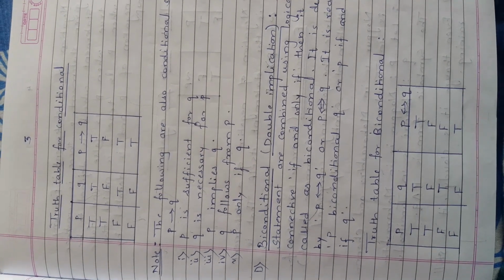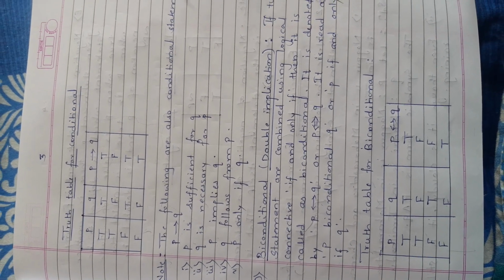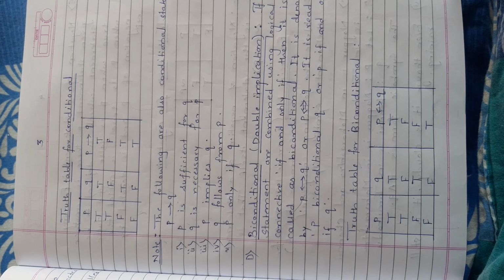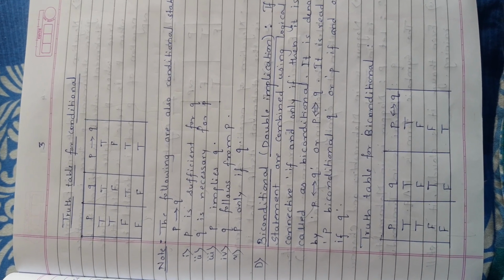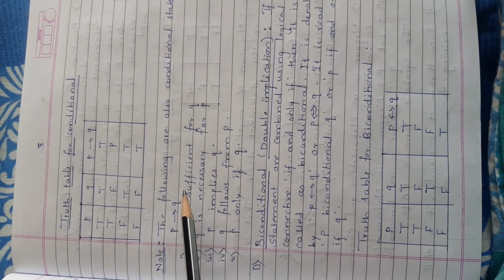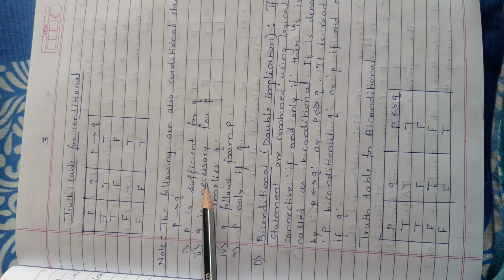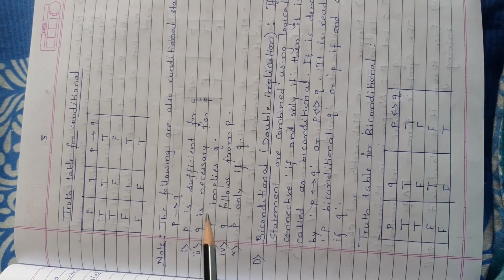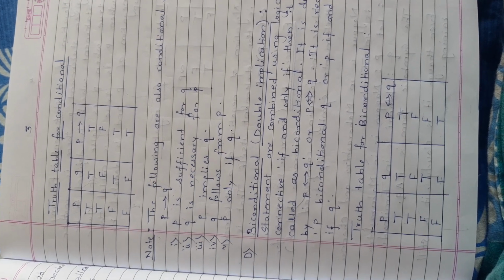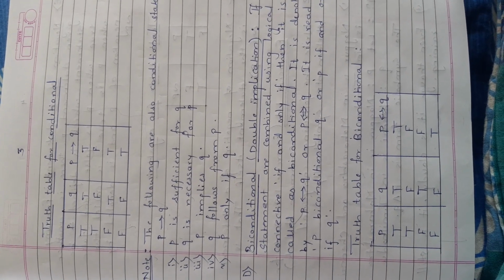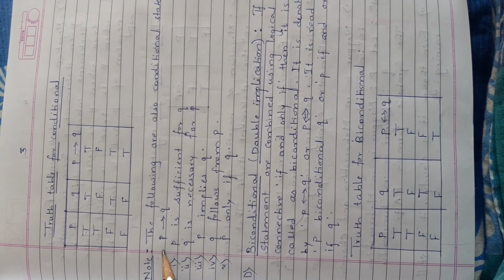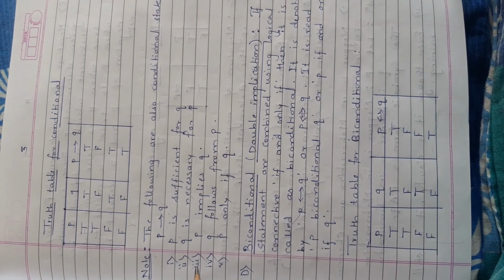Next note: the following are also conditional statements, P implies Q. We can read it as: first, P is sufficient for Q. Second, Q is necessary for P. Third, P implies Q. Fourth, Q follows from P. Fifth, P only if Q. So we have five other options for this conditional statement, and all of these are conditional statements only.